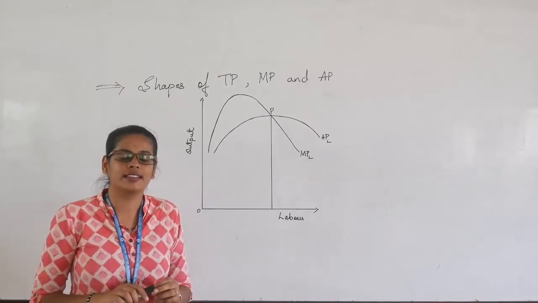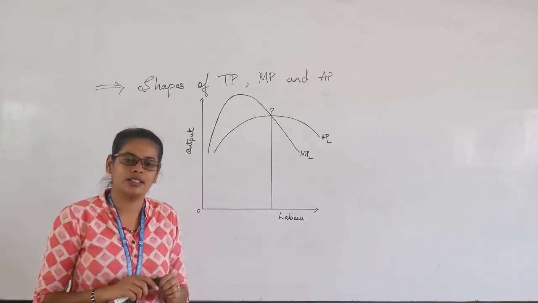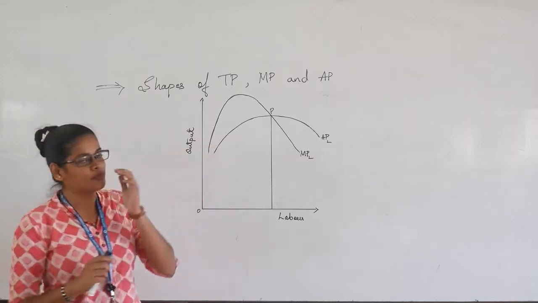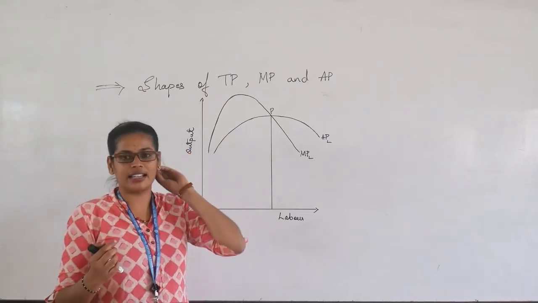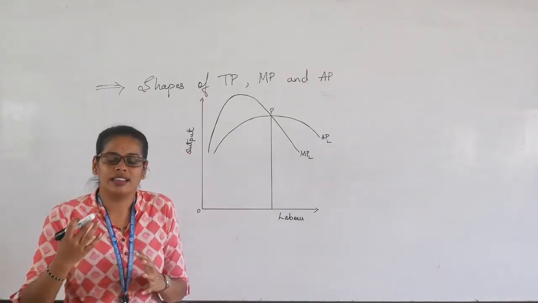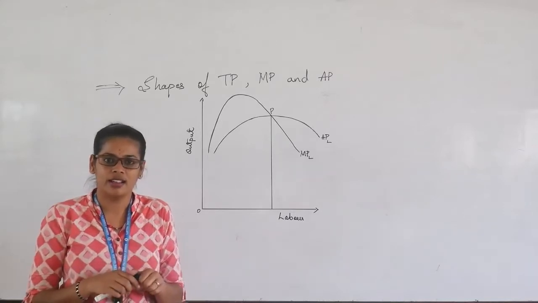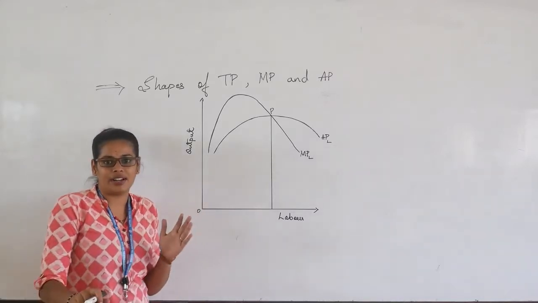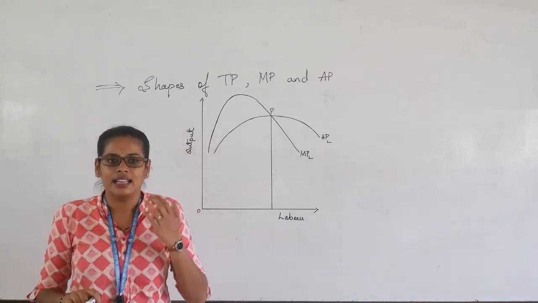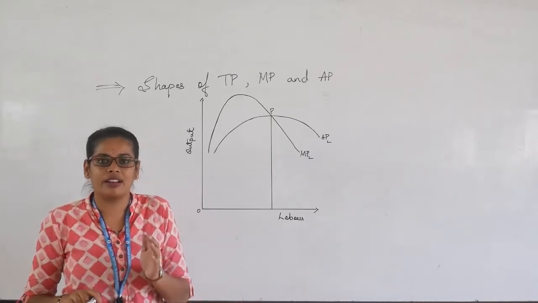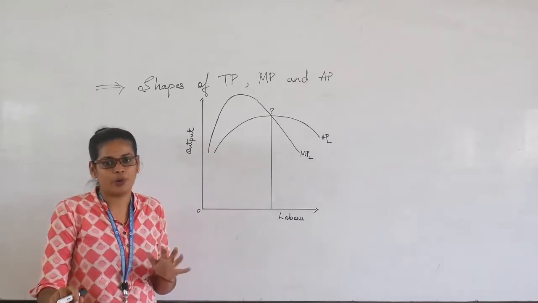Today we will be discussing the shapes of curves which relate to the total product, marginal product and the average product. Okay. So in the previous class we studied what is meant by total product and what actually is marginal product. Right. So with that better understanding, we will be able to analyze the further laws which are related to the total product, marginal product and the average product.